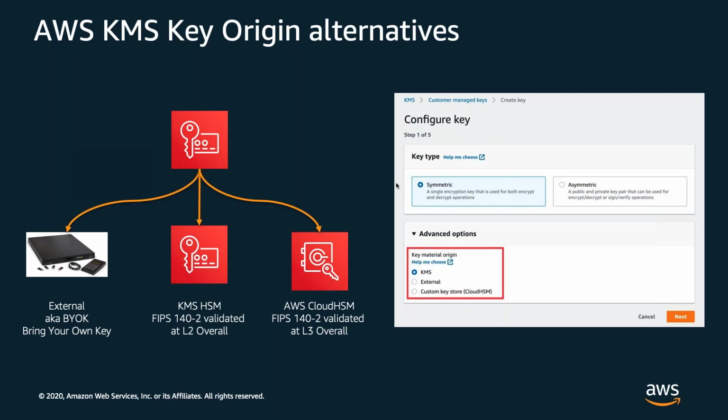AWS CloudHSM is a cloud-based hardware security module that enables you to easily generate and use your own encryption keys on the AWS cloud. With CloudHSM, you can manage your encryption keys using FIPS 140-2 Level 3 validated HSMs. CloudHSMs offer you flexibility to integrate with your applications using industry standard APIs, such as PKCS11, Java cryptography extensions (JCE), and Microsoft libraries as well.